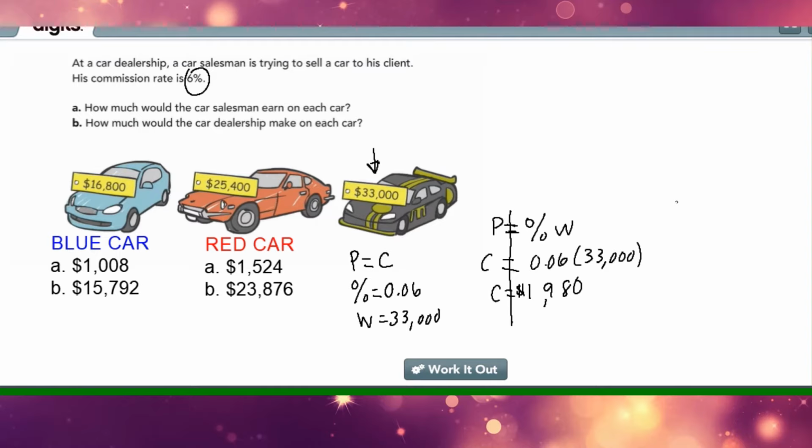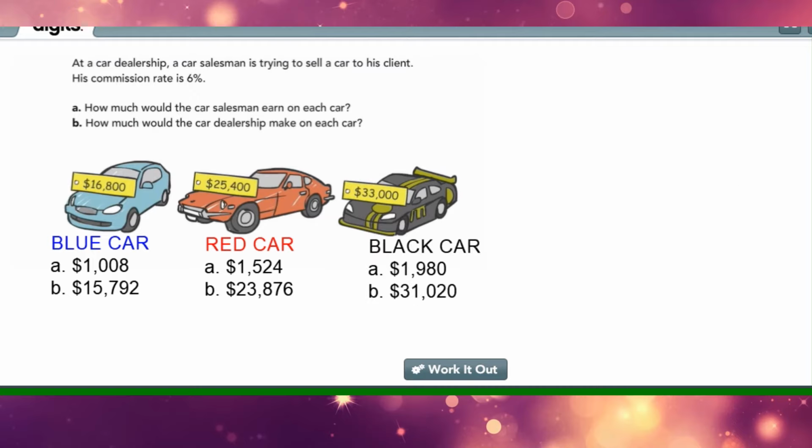Now, step 2, to figure out what the car dealership would get, you have to make sure you subtract what the car salesman earned in commission from the original price of the car. When I subtract, we end up with $31,020. So $31,020 represents how much the car dealership will make on that car. Here are the final answers for the blue, red, and black car.